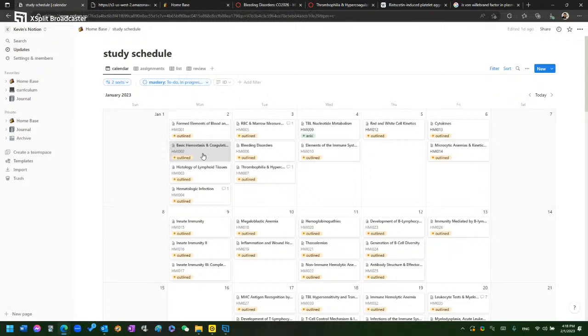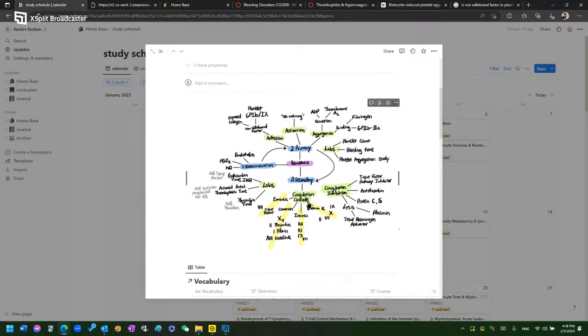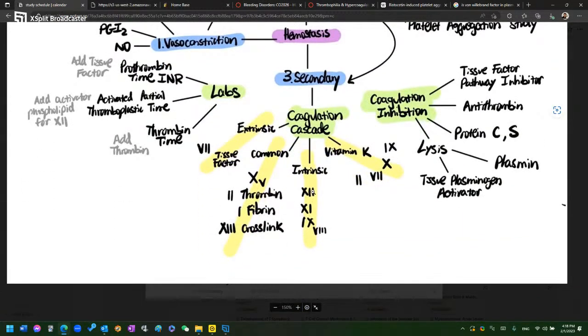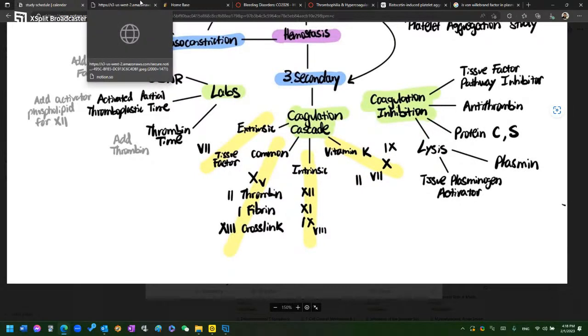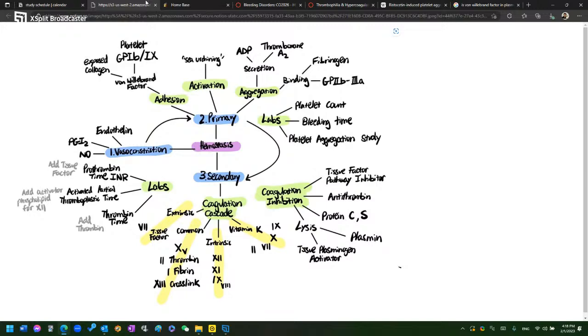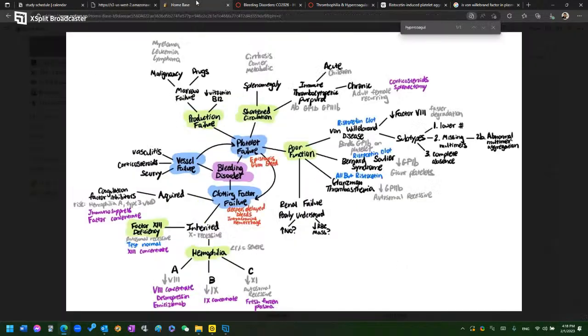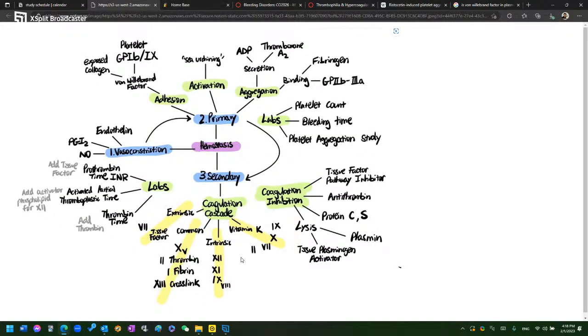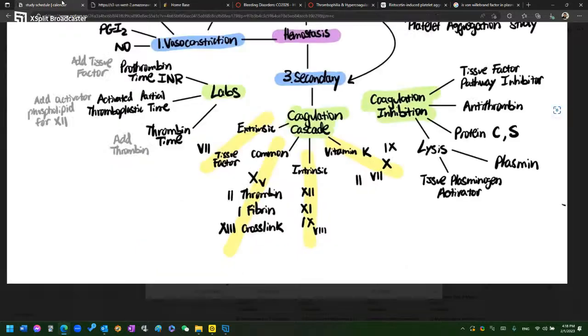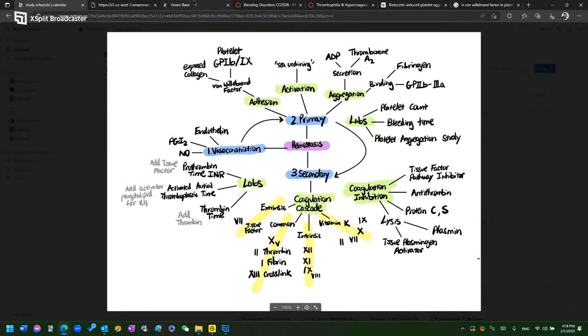Clotting. Intrinsic. So that's intrinsic. 8, 9, and 11, right? Oh, I also had it here. I'm stupid. 8, 9, 11. Yeah. All intrinsic. All the hemophilias appear to be intrinsic.